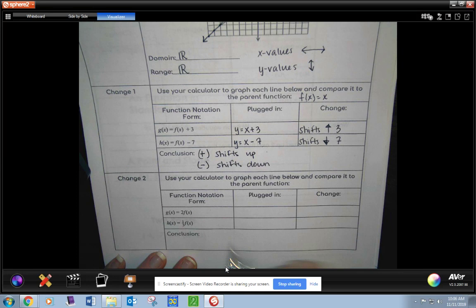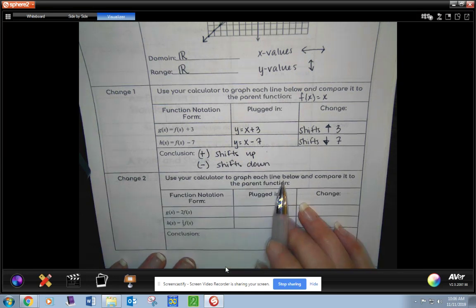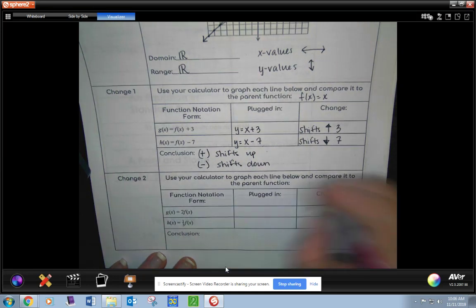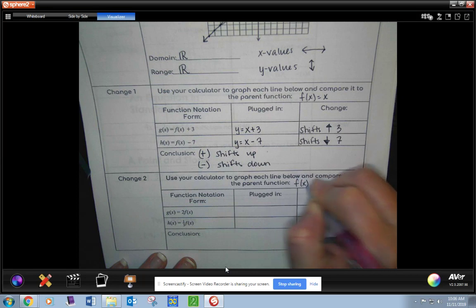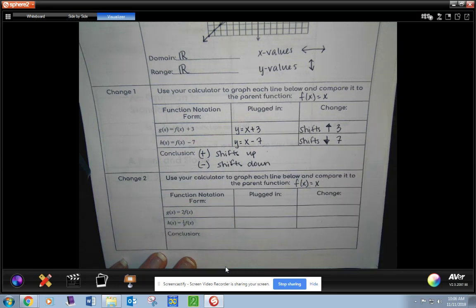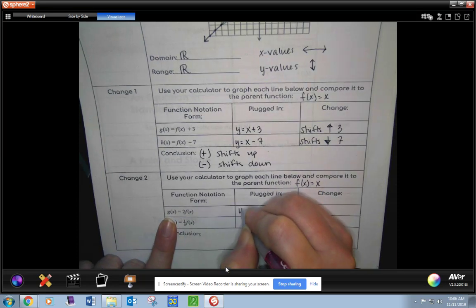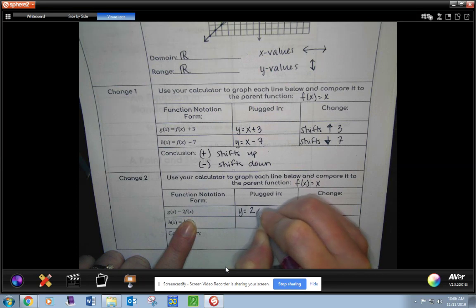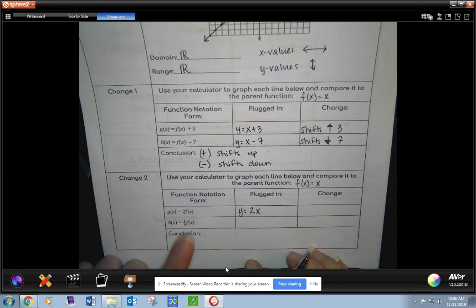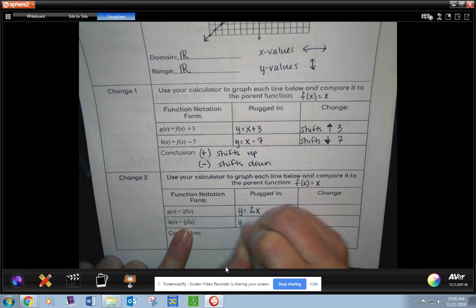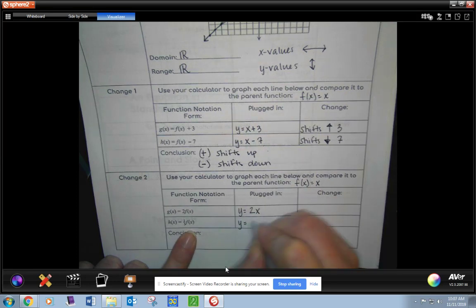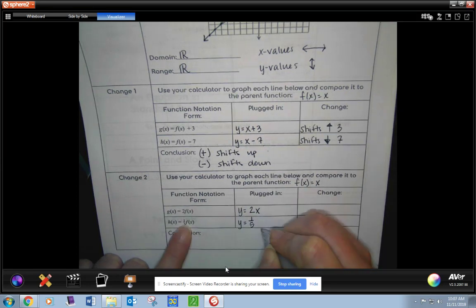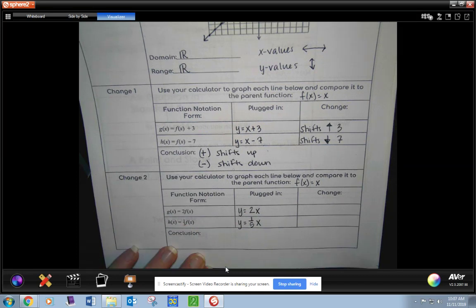Moving to the second change, again, we're going to use that calculator, but first thing I got to do is convert this. And remember, the parent function is just f of x equals x. So anytime you see f of x, replace it with x. G of x is going to become y equals, we're going to keep the 2, but instead of f of x, I make it an x. H of x is going to become y equals, and I keep the 1/5, but instead of f of x, I replace it with x.